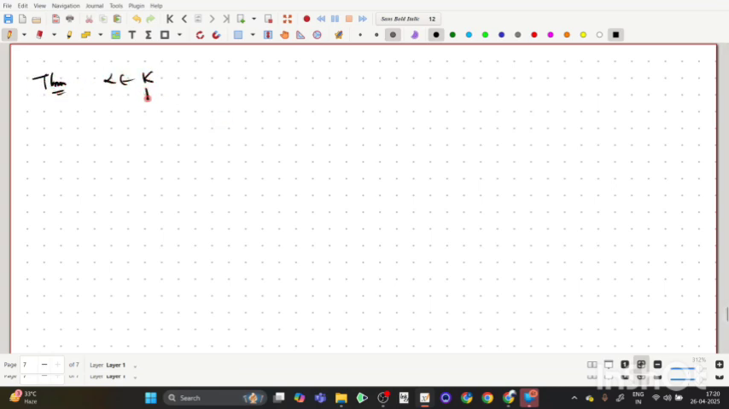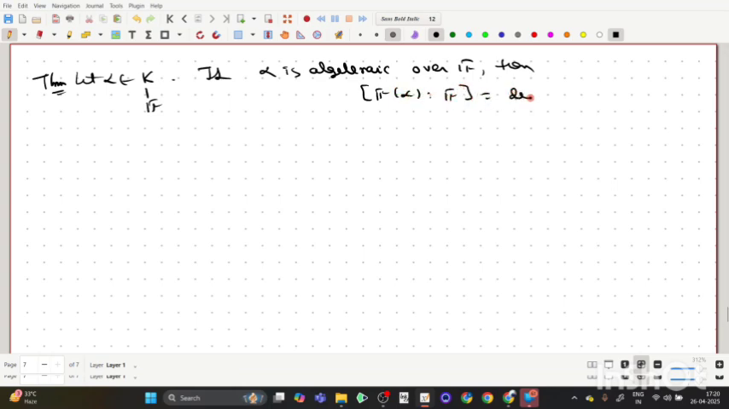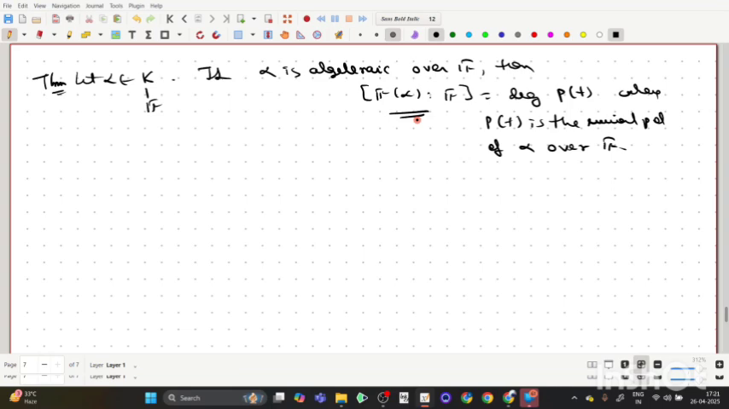Let alpha be in K over F. If alpha is algebraic over F, then the degree of the extension F(alpha) over F is the degree of the minimal polynomial p(t) of alpha over F. And in some sense, this is why we call the dimension of K over F the degree of the extension, because it is related to the degree of some polynomial, provided that alpha is algebraic. But that has now become a conventional way. Right, so let's try and prove it.